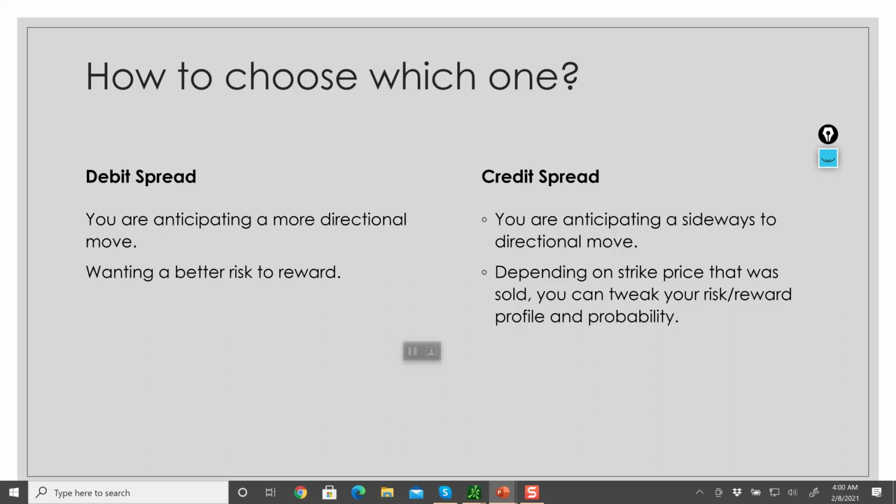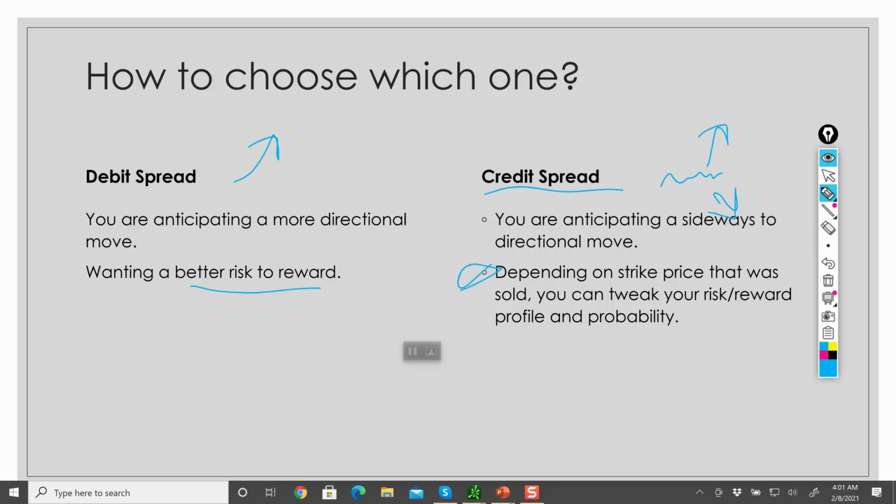So, like I said earlier, which ones do you choose? And there are specific differences. So the debit spread, like it says right there, if you're wanting a more directional move, meaning you're expecting the price to move quite a bit, then you could also still get a better risk reward. Now, a credit spread, on the other hand, you could still be profitable with it moving sideways or the directional move you're looking for, because you're paid for it, and then you're wanting the price to decrease.